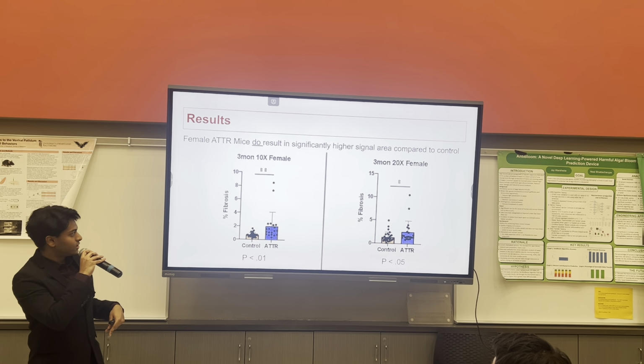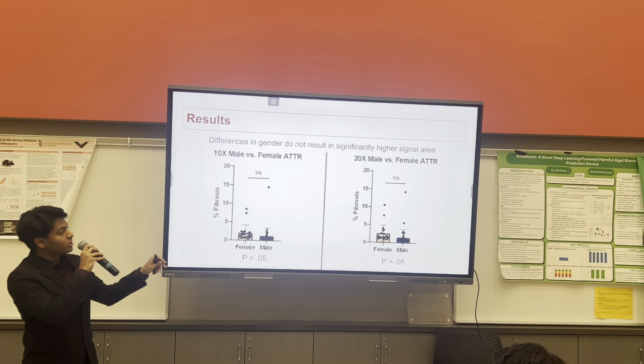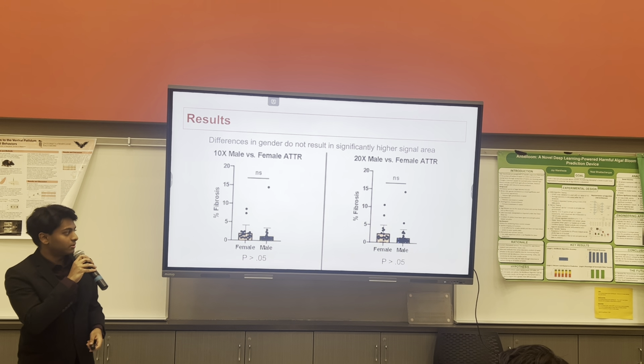Looking at the differences in gender, we saw that the p-value is greater than 0.05 for the 10x male and female, comparing the male and female ATTR mice. This is actually a good thing because we want to make sure that the difference in fibrosis is not a result of gender. We see that it's pretty much the same, so we can keep that as a constant variable.